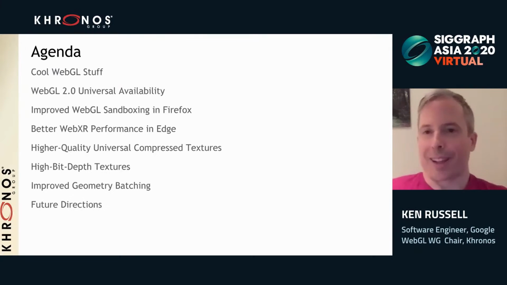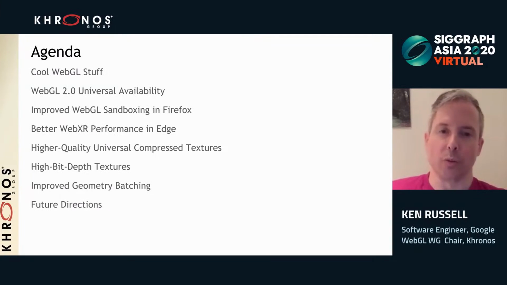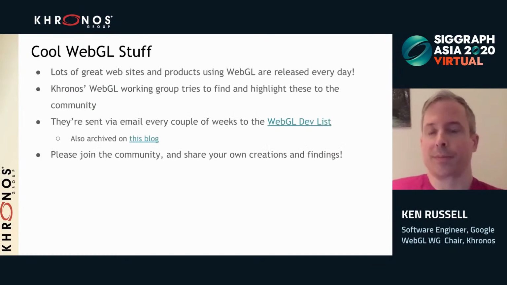We have a packed agenda for you. We'll go over some cool WebGL stuff, discuss universal availability of WebGL 2, some improvements in both the Firefox and Edge web browsers. We'll talk about higher quality universal compressed textures, higher bit depth textures, improved geometry batching, and future directions for the WebGL API. So first off, cool WebGL stuff.